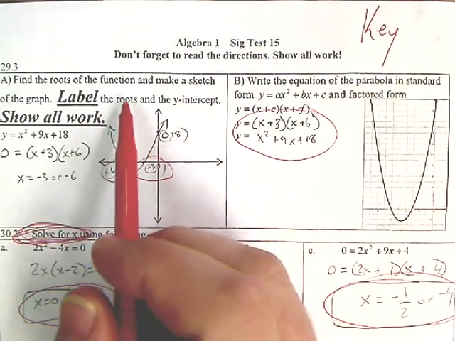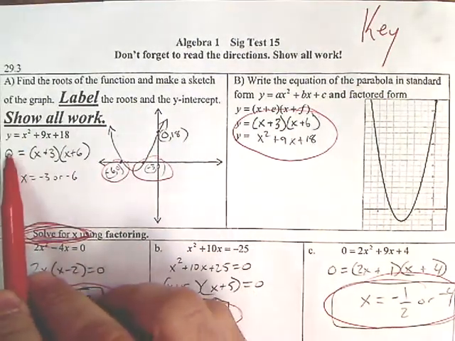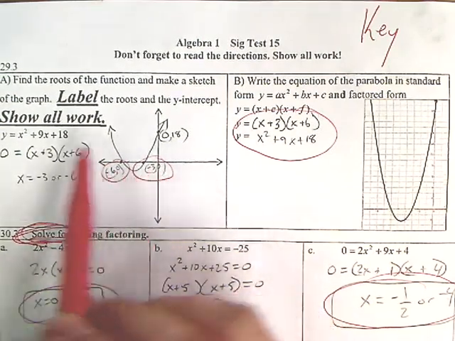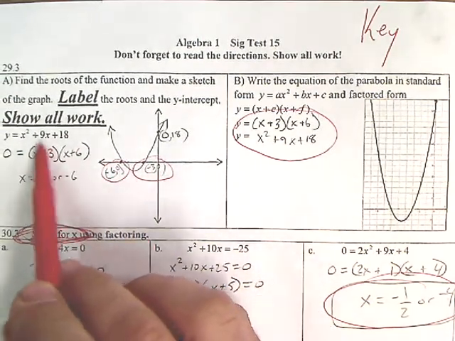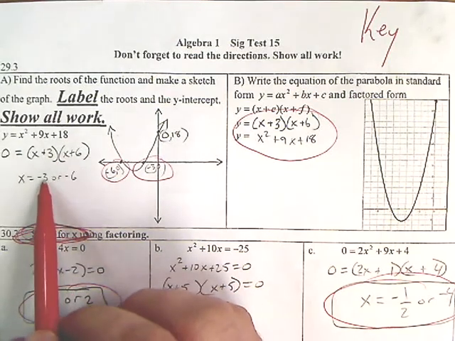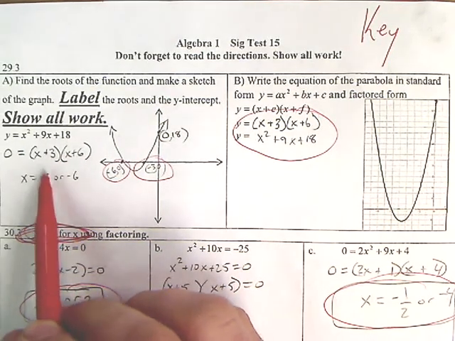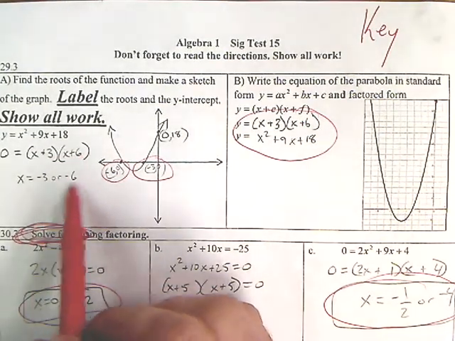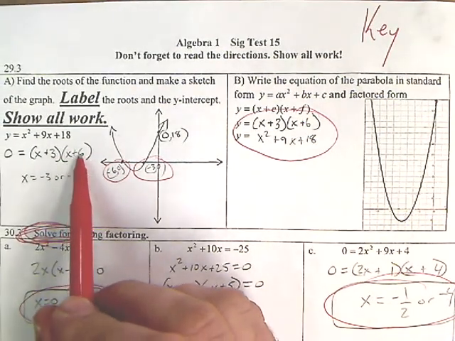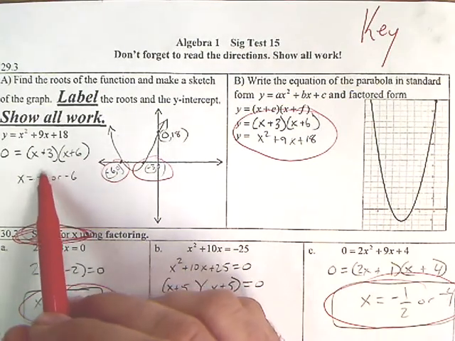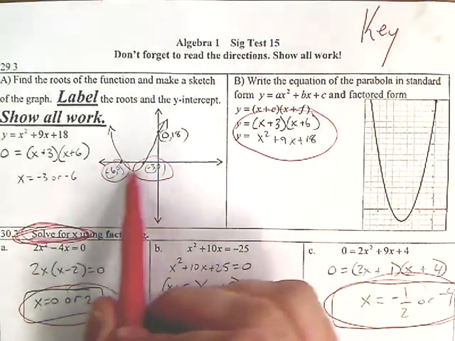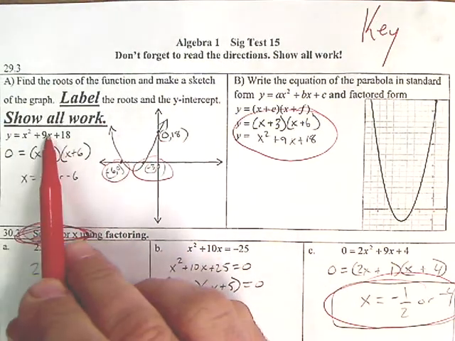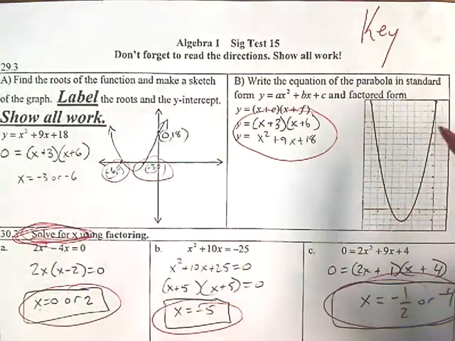First I need to find the roots, so I set y equals 0, because every x-intercept has y as 0. And I factored it so I can solve it. -3. -3 plus 3 is 0. 0 times anything, 0, so that's why that one works. -6. -6 plus 6 is 0. 0 times anything, 0. So those are my two x-intercepts. My y-intercept is when x is 0. Plug in 0, 0, 18.